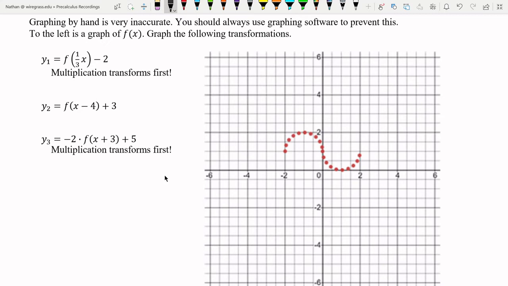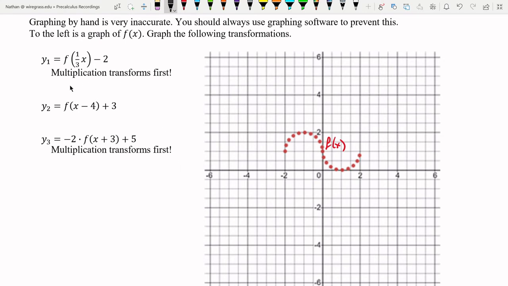For this example problem, I have this function here. I've just dotted it so you can see which one was the original function. This is f of x. It's actually a solid line, but once again, I just dotted it so you can see it exactly. But this is f of x. And what we're going to do is take a look at these 3 transformations and ask, what does the function look like after we transform it?